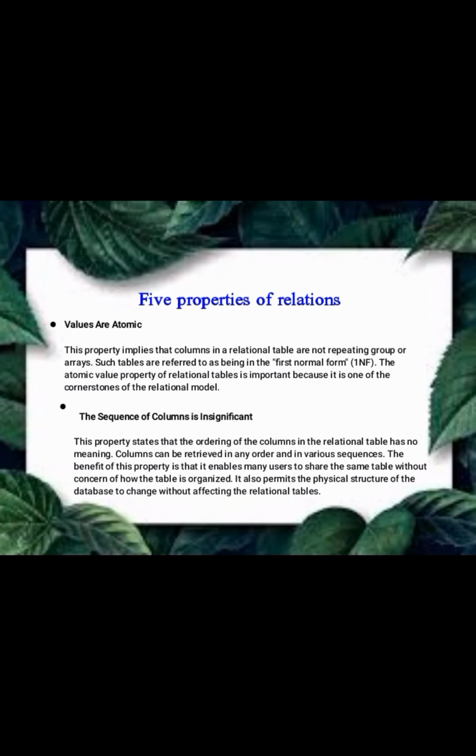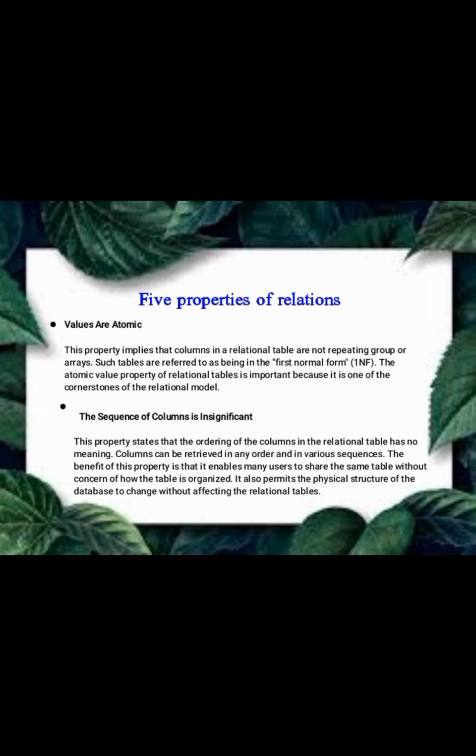Here are the 5 properties of relations. First, values are atomic. This property implies that columns in a relational table are not repeating groups or arrays. Such tables are referred to as being in the first normal form. The atomic value property of relational tables is important because it is one of the cornerstones of the relational model.